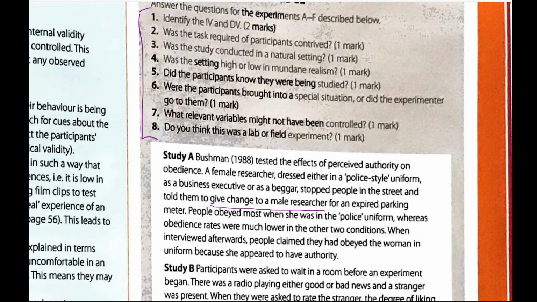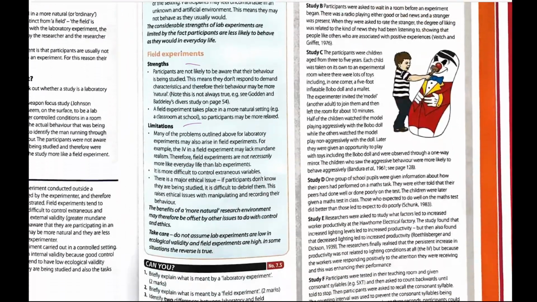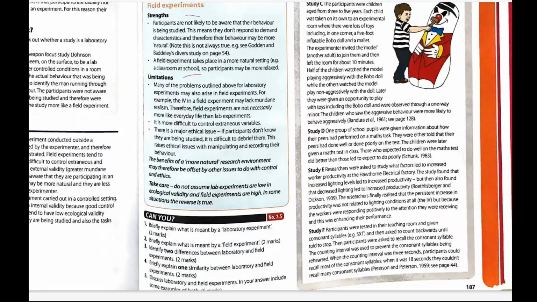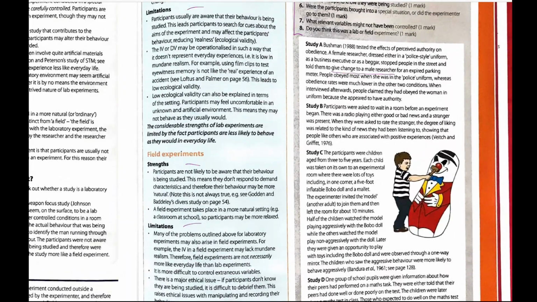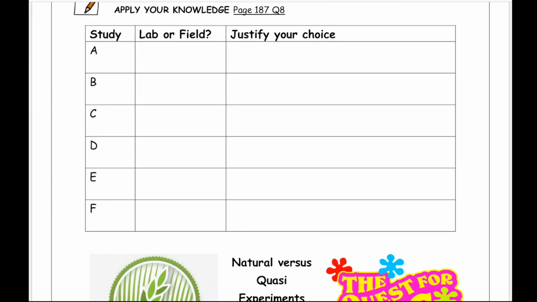Did the participants know they were being studied? Well, in this observational design, the participants were unaware that they were being used for a piece of research, so they weren't aware that they were being studied. So you can see how you can answer each of those questions. I would suggest pick 1 and go through all 8 just to show your knowledge and understanding. If you're struggling with that task, then you can simply go through all of these studies, studies A to F, and identify whether the study was a lab or field experiment and justify your choice.